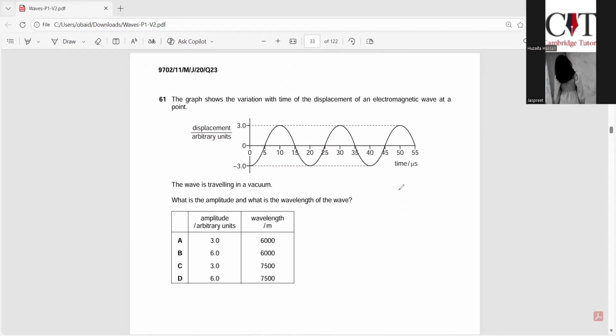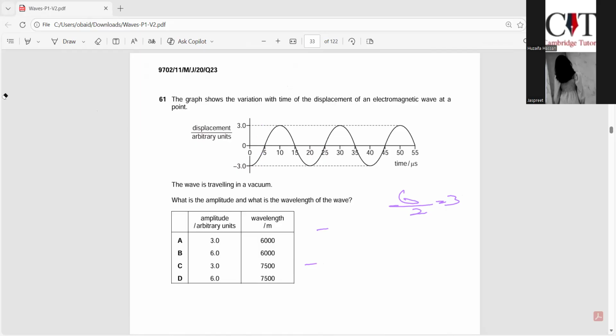For amplitude we will take this length and divide it by 2, right? Yes. So 3 plus 3 is 6, 6 divided by 2 is 3. So the answer would be A or C.